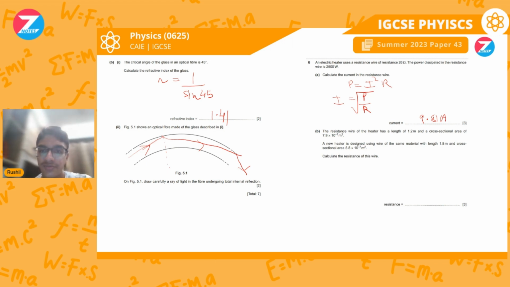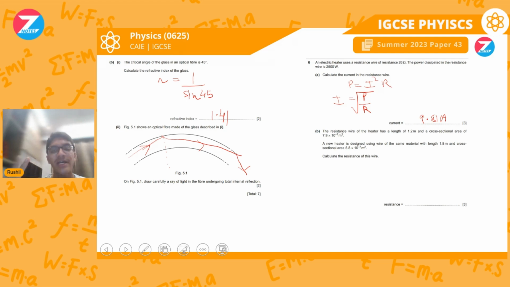Now, the resistance wire of the heater has a length of 1.2 meters and a cross-sectional area of 7.9 × 10^-7 meters squared. A new heater is designed using wire of the same material with length 1.8 meters and cross-sectional area 5.8 × 10^-7 meters squared. Calculate the resistance of this wire. So the new wire is what we're expected to find the resistance of.